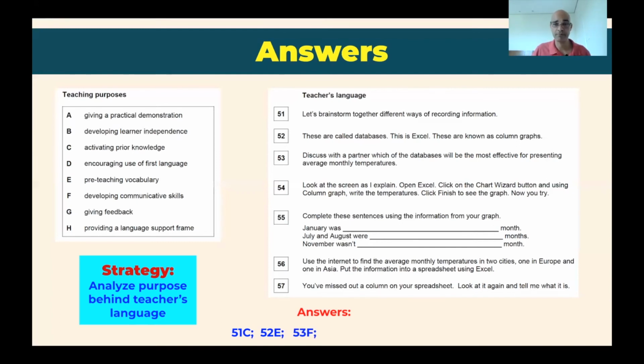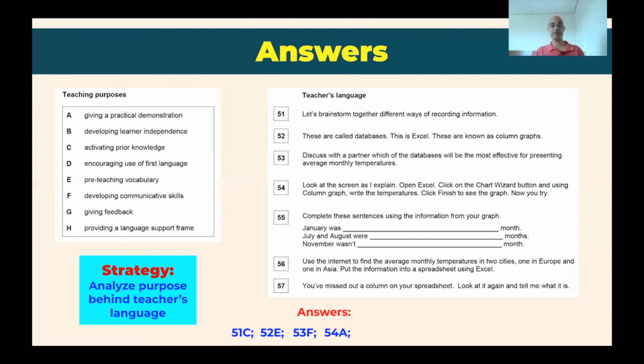Number 54. So the teacher tells the students, look at the screen as I explain. Open Excel. Click on the chart wizard button and using column graph, write the temperatures. Click finish to see the graph. Now you try. All right, that's definitely a demonstration. The teacher is speaking as she or he is doing something. That's definitely letter A. We don't need to look any further.